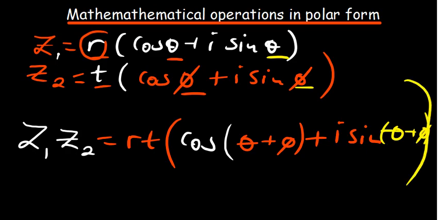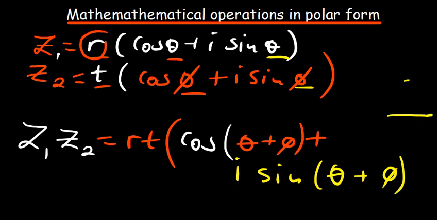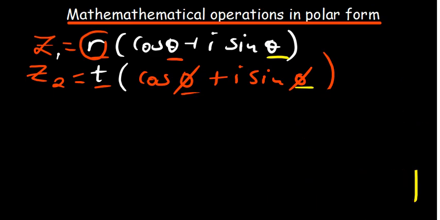So that is the basic idea. Let me show that a bit further down so that you can see it clearly. The other side is just going to be i sine, so you just add the angles as well. That is basically what you do when dealing with multiplication of complex numbers in polar form: you multiply the absolute values and add the angles.